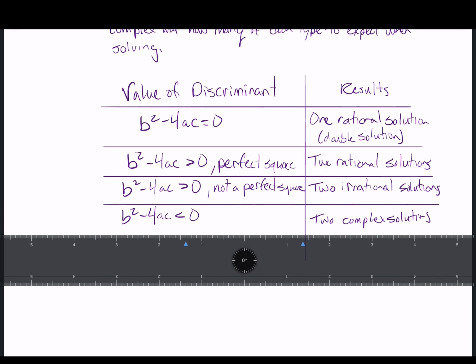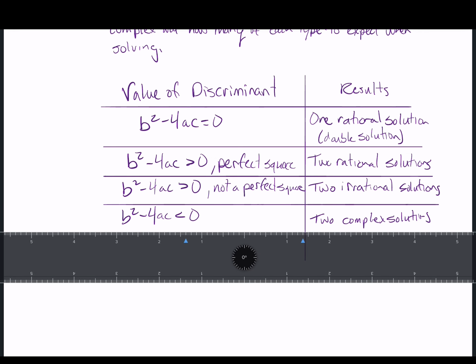Okay, we'll dress this table up nicely. And there you have it. Those are all of the possible values of the discriminant. This will determine the number of solutions you have and the type of solutions.